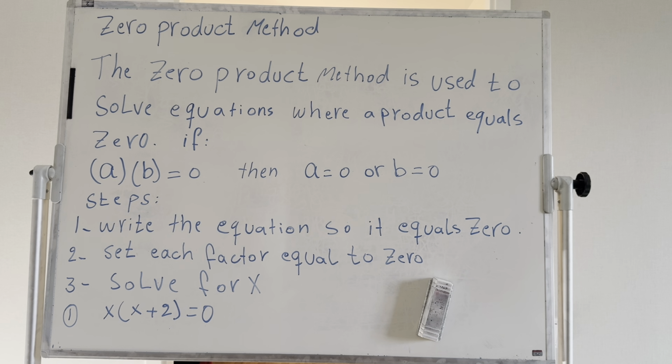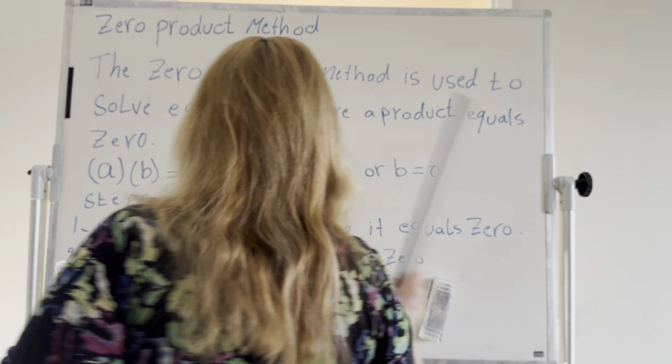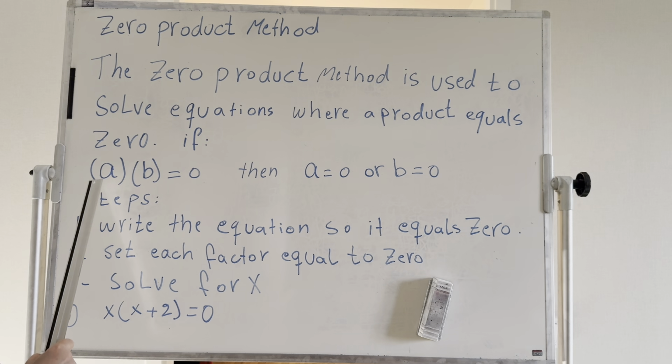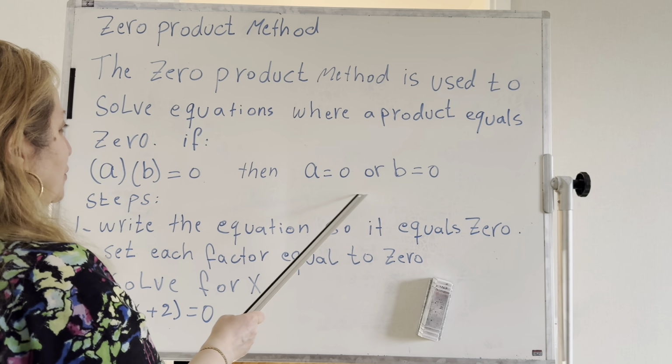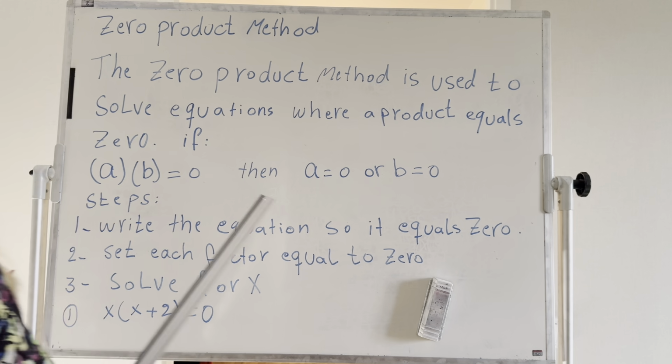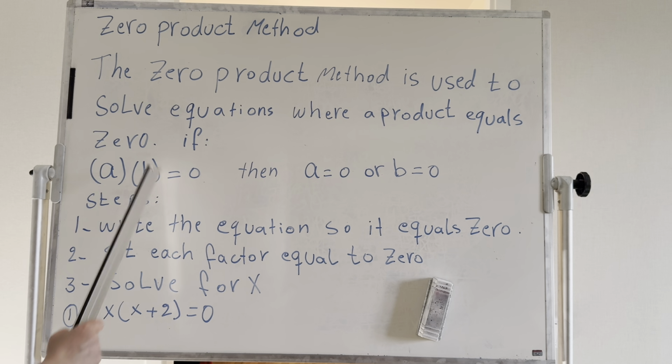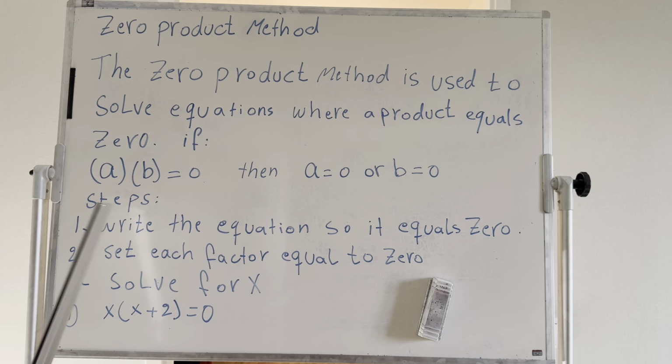And today, the lesson for today is the zero product method. The zero product method is used to solve equations where a product equals zero. If A times B equals 0, then A equals 0 or B equals 0. Just when the equation equals 0.